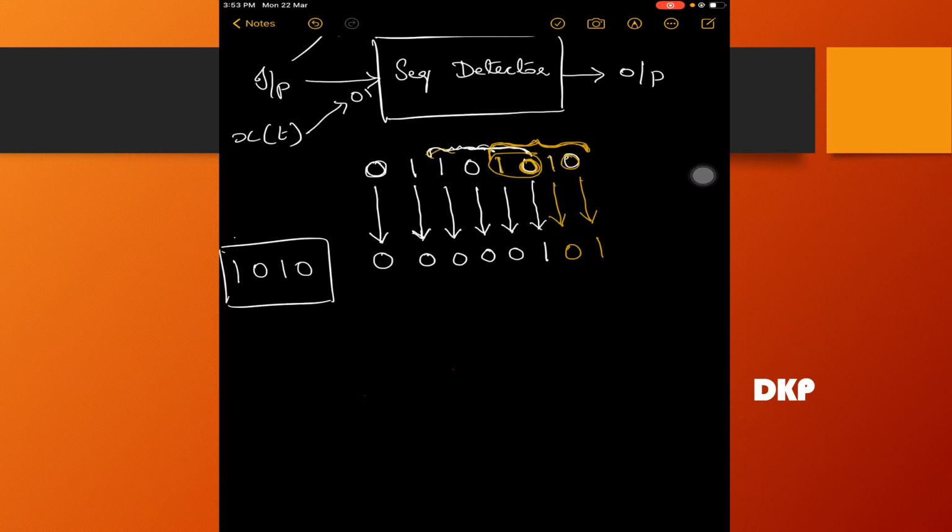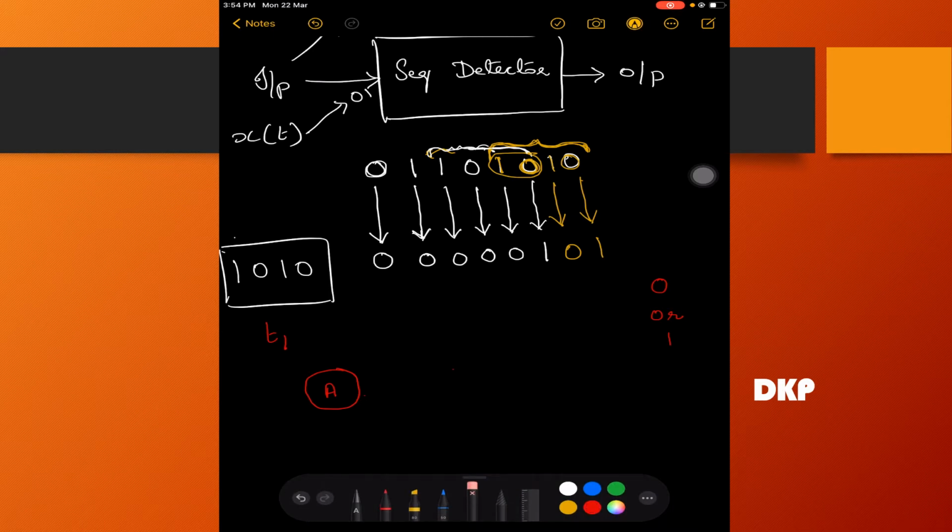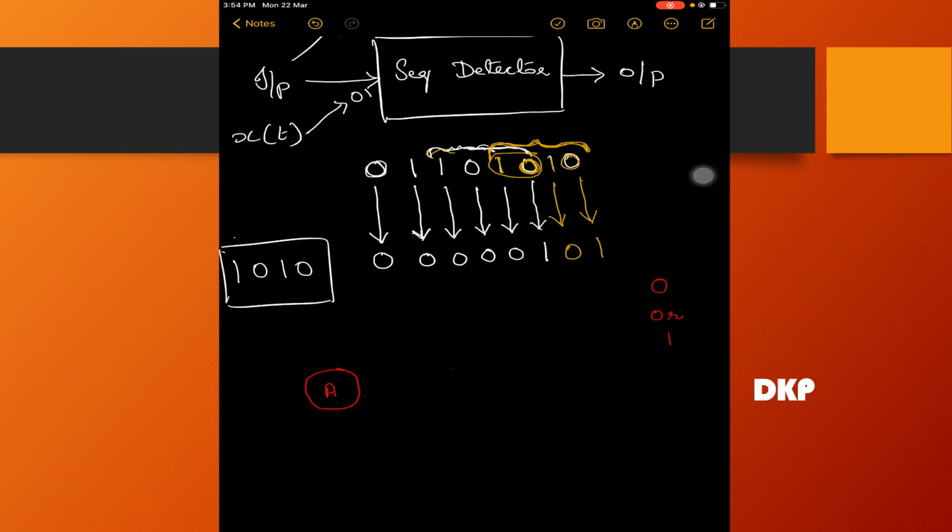Now, we have to draw the state diagram. At time t1, the machine is assumed to be in the initial state A. While in this state, the machine can receive the first bit input, either a 0 or 1. In any state, the machine can receive the input as 0 or 1. That is, there are only two possibilities.